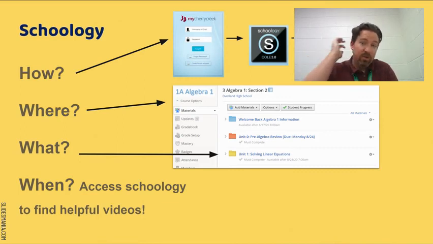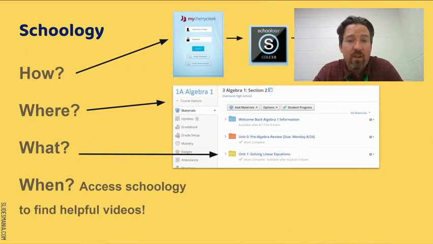So Schoology, your students should be pretty familiar with this by now, but they'll log in with My Cherry Creek, go to that Schoology tile, find their courses, and then algebra will be broken down by unit, then by week and by day, and I'll make it as easy as I can for them to navigate and find the things that they need to find.